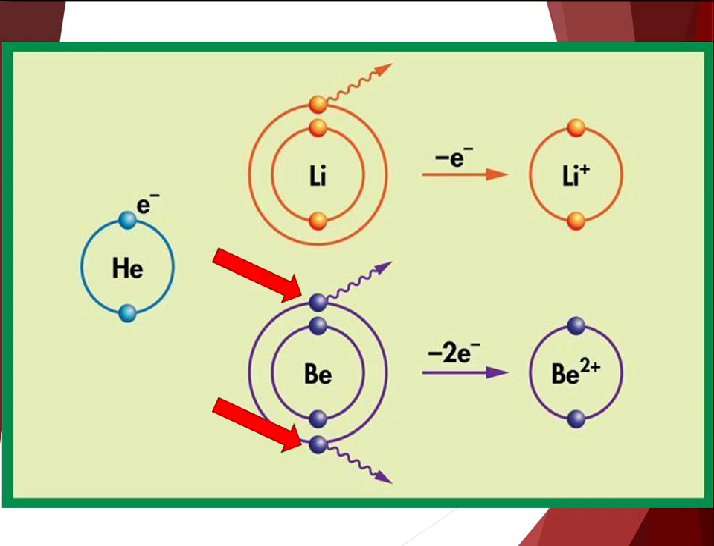The atom of beryllium, Be, has a total of 4 electrons. 2 are in its inner shell, and 2 are in the outer shell. To achieve a stable valence shell, the beryllium atom can lose its 2 outermost electrons, and the beryllium ion then has a charge of 2 plus.